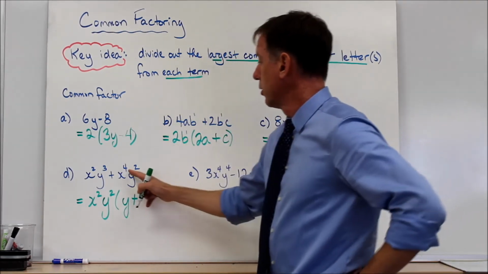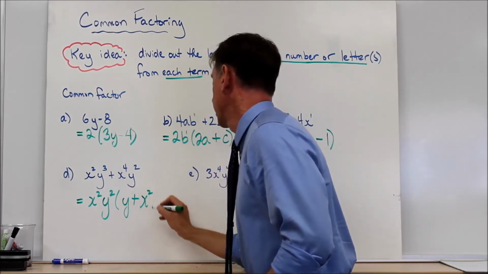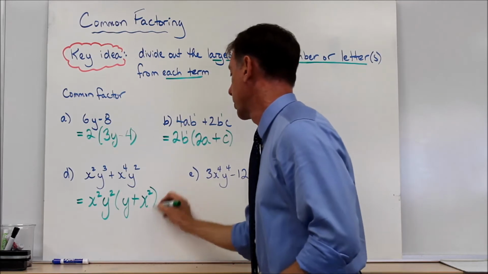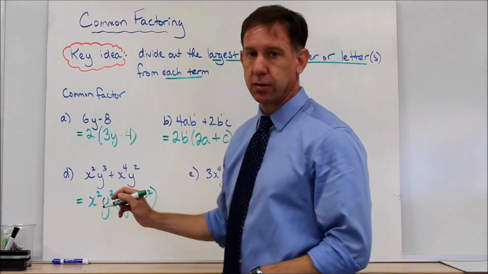In the second part, 4 subtract 2 is 2, so it's x squared. And then 2 subtract 2 is 0. There's no y's left in the second part. And as always, just a quick mental check for yourself. Multiply it out, okay?